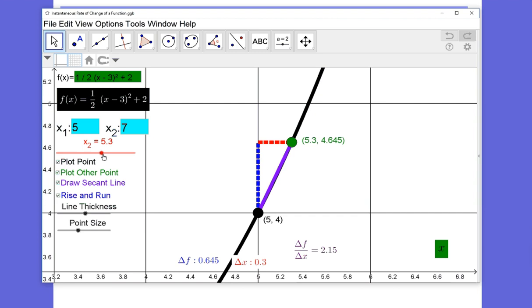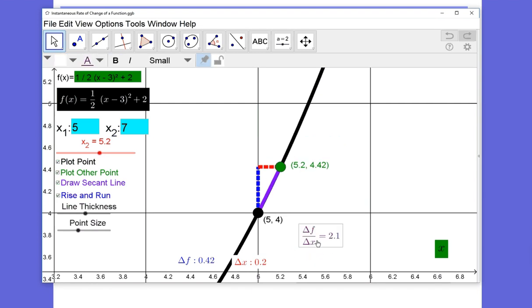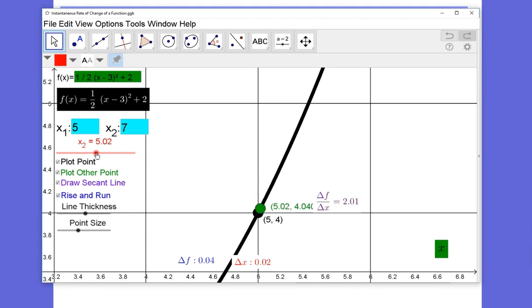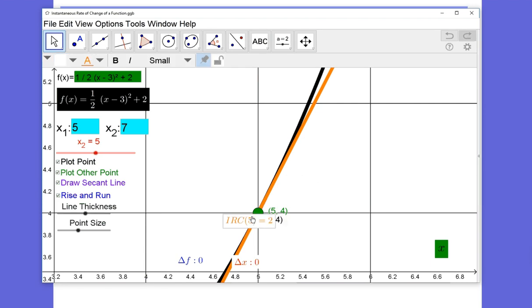And here's what I want you to notice, okay? This purple line, the slope of this line is approaching something. It's getting closer and closer to something. And in fact, if I put the point right on top of the other one, we can see that the derivative, the slope of the tangent line, is 2. So what does that mean?